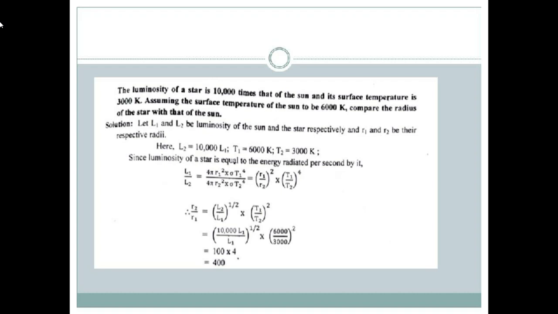Now substitute the values, 10,000 L1 upon L1 to the power 1 by 2 into 6,000 divided by 3,000 the whole square. You will be remaining with 400 as the solution, that is R2 upon R1, which will be equal to 400.